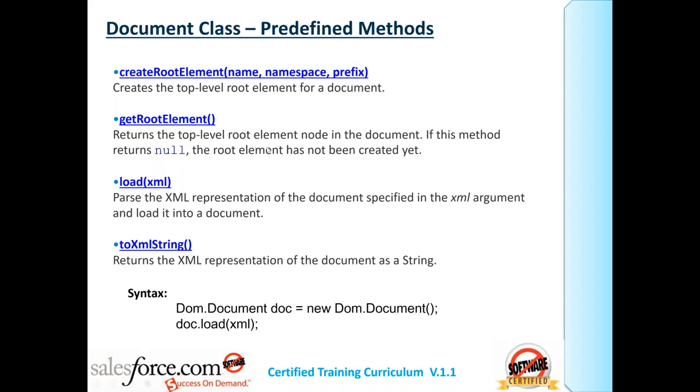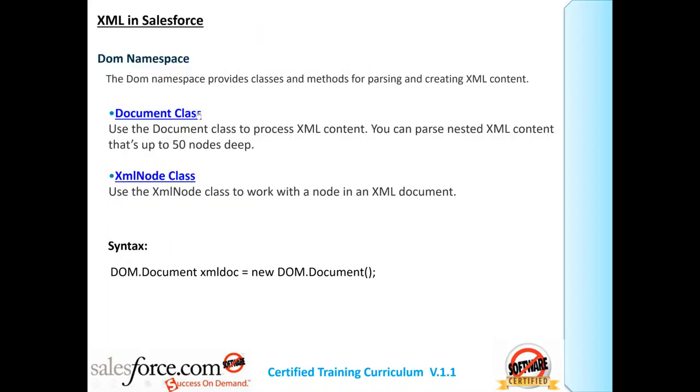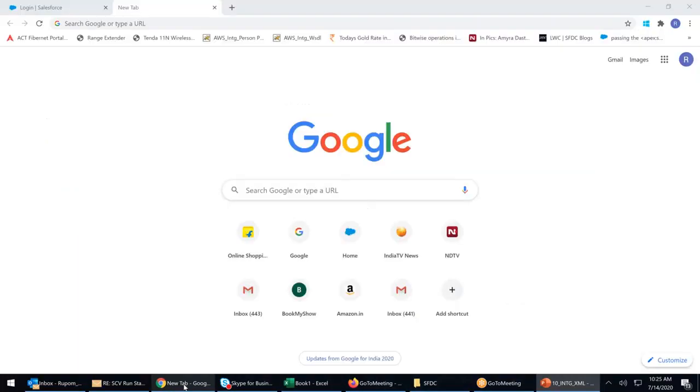Now let us see what the two classes are. The two classes are the Document class and the XmlNode class, right? The namespace is DOM: DOM.Document and DOM.XmlNode. The way I used to say System.JSON, JSONParser, JSONGenerator, here there is no System. It's the DOM namespace. Only two. Now let us do the practical. Confusion will start, but please focus.